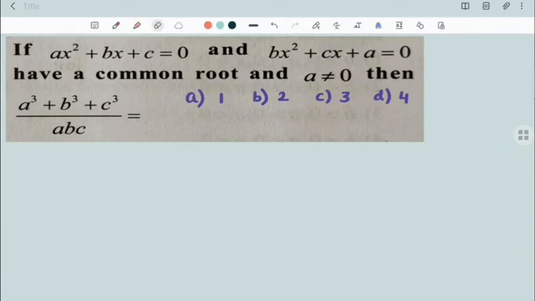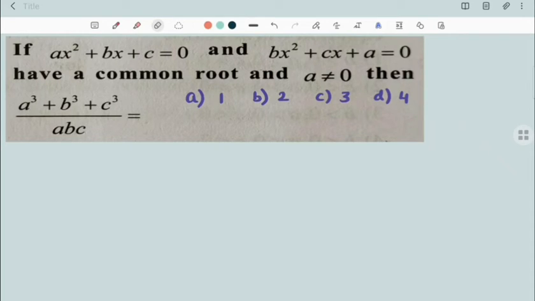The next question. If ax square plus bx plus c equal to 0 and bx square plus cx plus a equal to 0 have a common root and a is not equal to 0, then a cube plus b cube plus c cube divided by abc equal to. To do these questions, a number of methods are available for us. But instead of that, a simple way. Why? Because it's a competitive examination question. So we will do it the simple way.